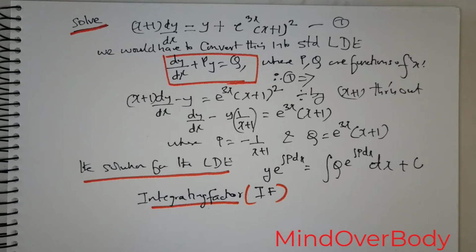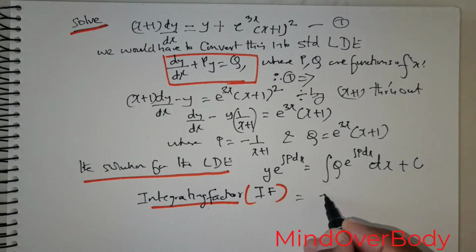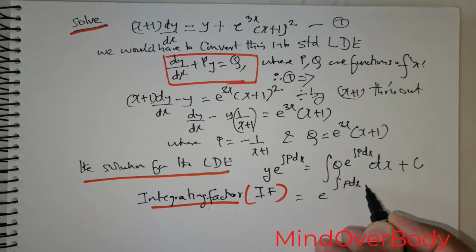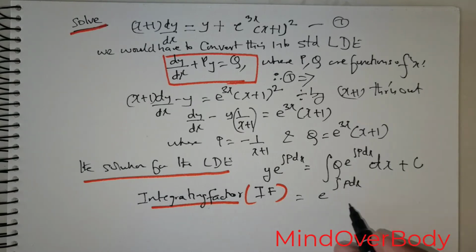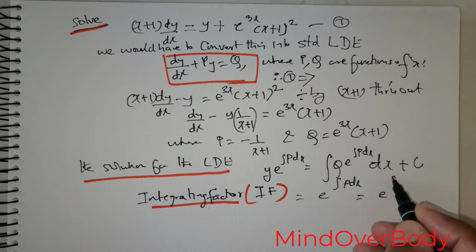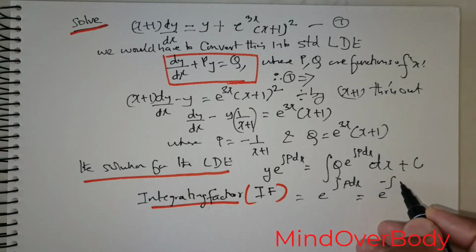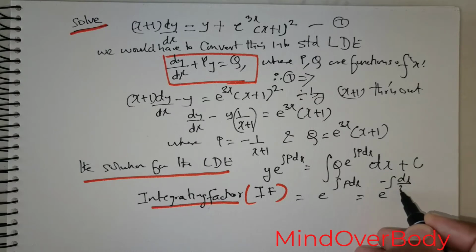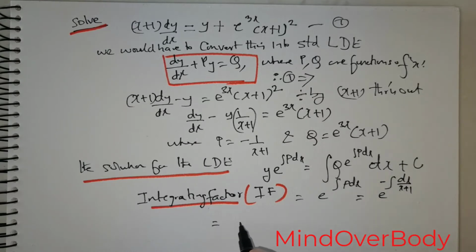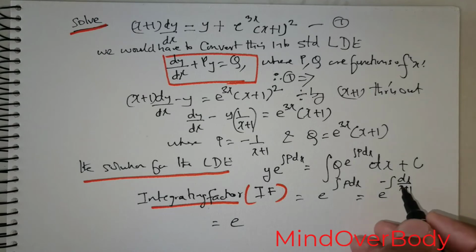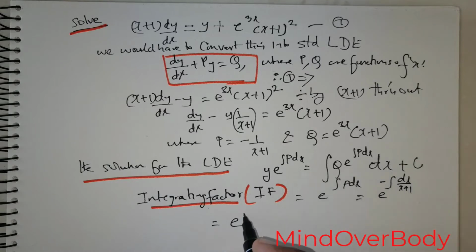Okay. So we will have to obtain the integrating factor. So how are we going to obtain it? This is nothing but e raised to the power of integral p dx, which is nothing but e raised to the power of integral, where my p is negative 1 over (x+1). So I'm going to write it as dx over (x+1). What would you get if you were to integrate this particular quantity? This is going to give me ln of (x+1) with a negative sign.